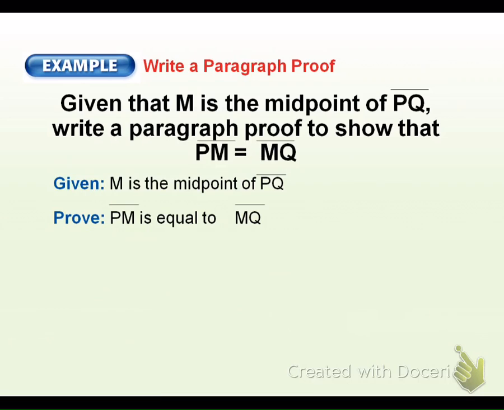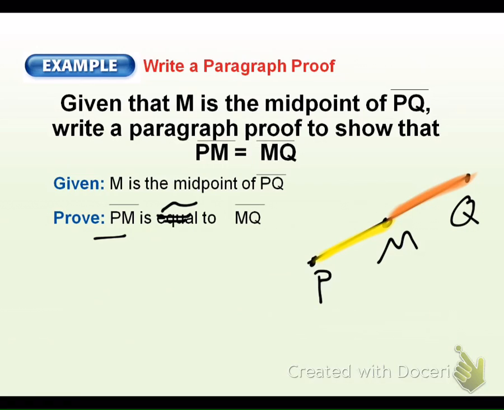I want to show, you're given, so let's draw out the picture of what we're given. You're given that M is the midpoint of PQ. I want you to prove that this piece is the same as this piece. All right? With me there? Let's change this to congruent too. I want you to prove that those are congruent. Okay?